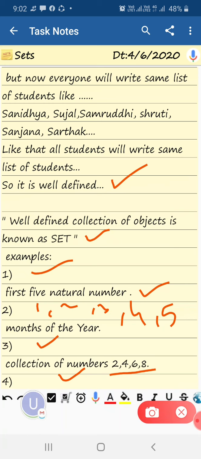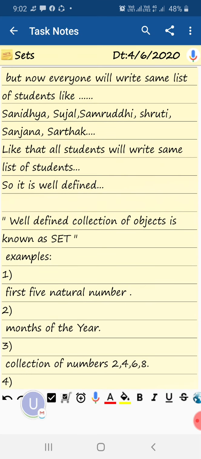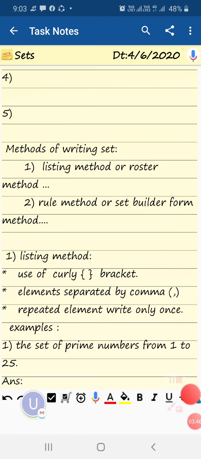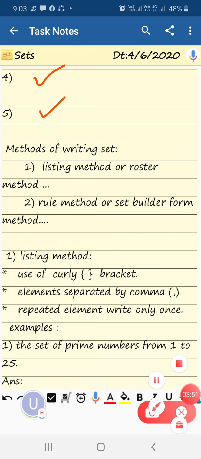Many sets we can write, like colors of rainbow, or you can write the months of the year in Marathi, or Marathi months of a year. Many examples you can write. So you have to write here two examples, 4 and 5. You have to complete them yourself. You can write any two examples.